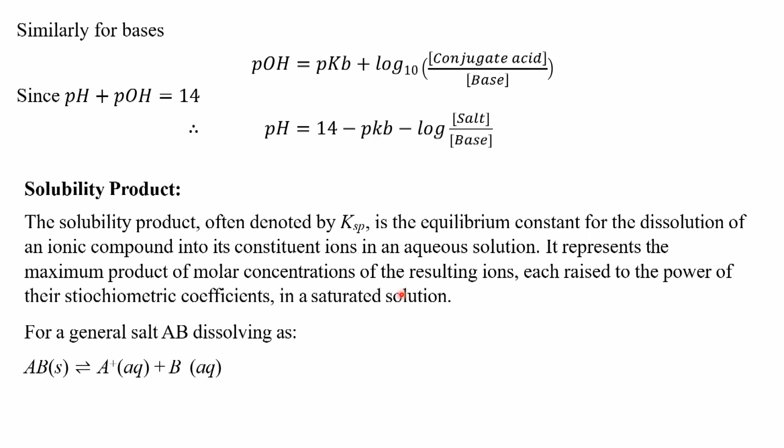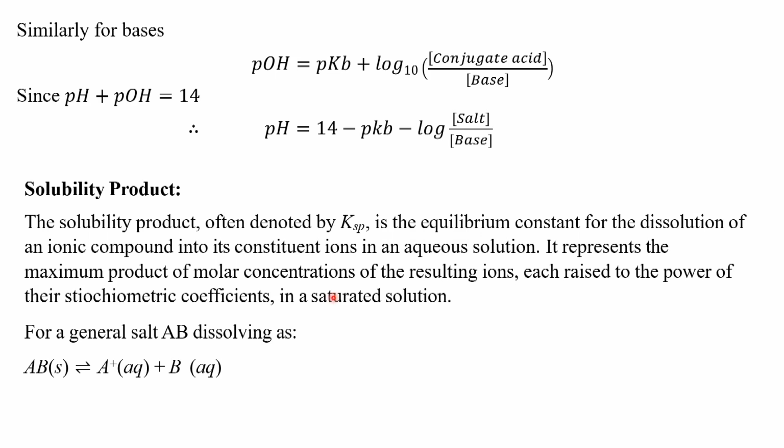Similarly, if we consider bases, we arrive at this expression. pOH is pKb plus log 10 of concentration of conjugate acid by base, where Kb is the dissociation constant of the weak base. Since pH plus pOH is 14, we can substitute pOH by 14 minus pH here, so we arrive at this expression.